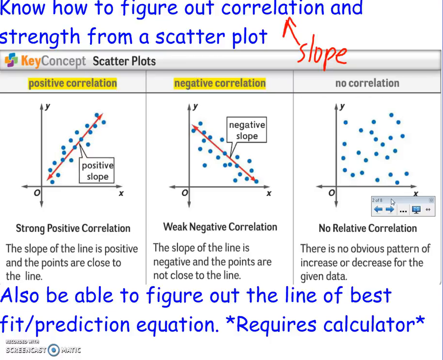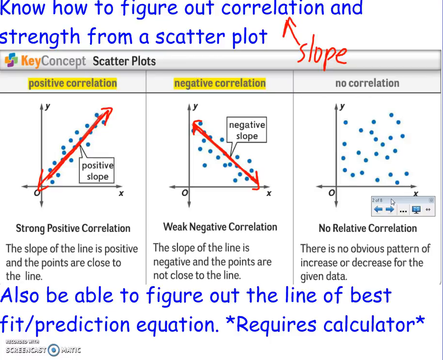So for the positive correlation, all these dots are really close to this line right here. So that's a strong correlation. This one, yes, there's a negative slope, so it's a negative correlation, but the points are farther away. They're not as tight to the line. So that's a weaker correlation.